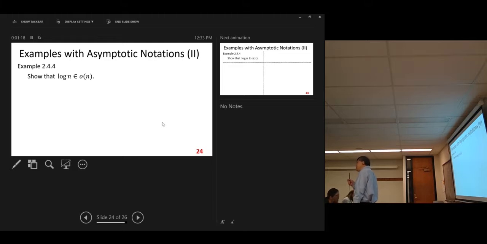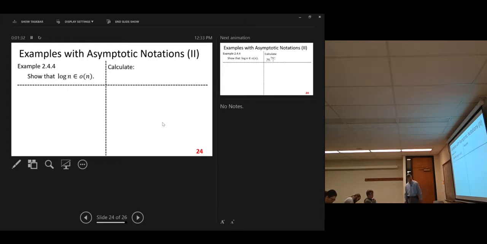Actually, this one is similar to the one we did last time. For little o, we need to calculate the limit. Before we calculate the limit, be careful. Remember, this n is a discrete variable. If you want to use L'Hopital's rule, you need to use a continuous variable. So we need to use x as a continuous variable, because we plan to use L'Hopital's rule.